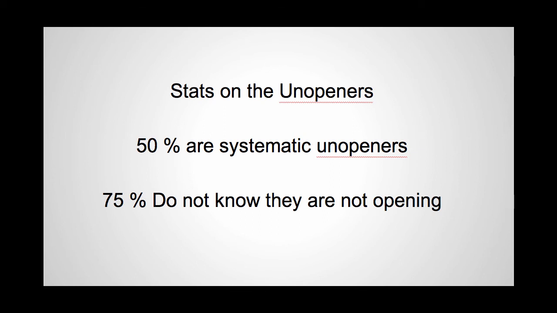50% are systematic unopeners. What that means is that over a period of time, in a sequence of emails, 50% of them will just not open, or will never have opened an email. More importantly, 75% of those who don't open do not know that they are not opening. They're not aware of it.